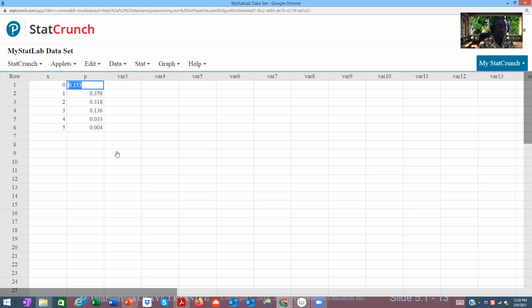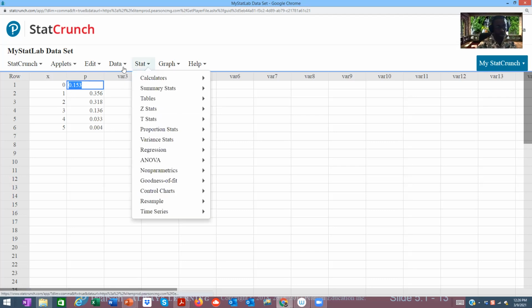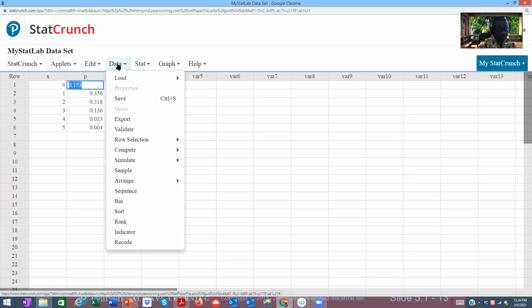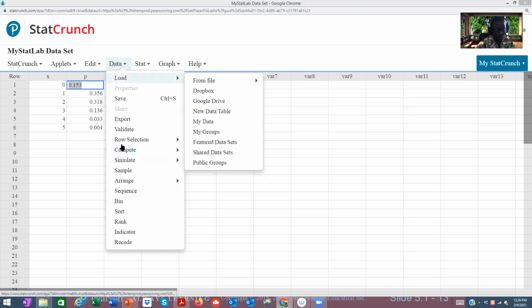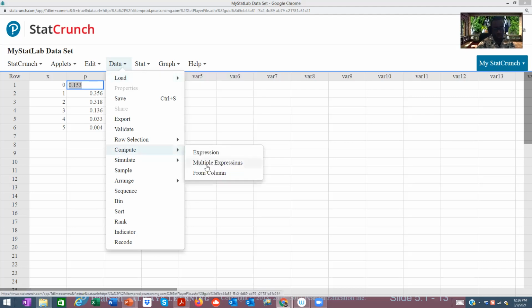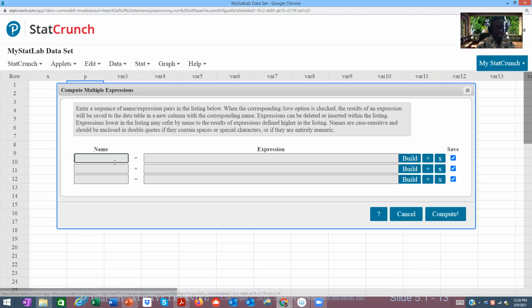One way you can do this is separately, or you can use multiple expressions. So you go to open data and then compute. Okay, you're seeing that. You go to data, go to compute, and then multiple expressions. I have to give it a name. The first one, let me call it XP. That is X times the probability.